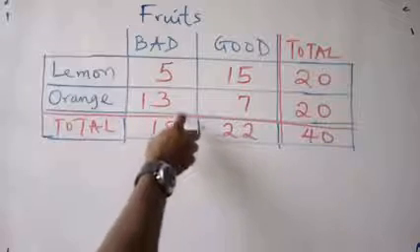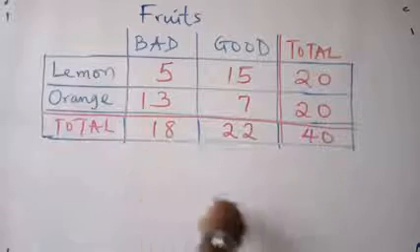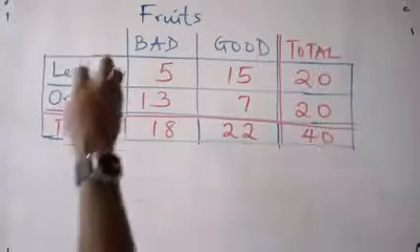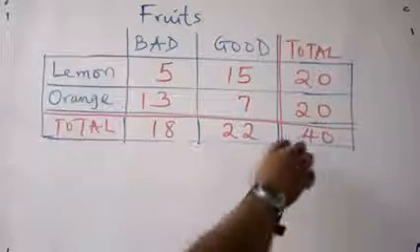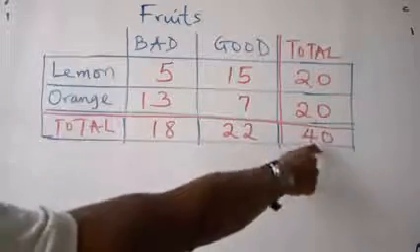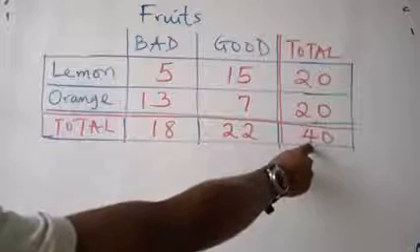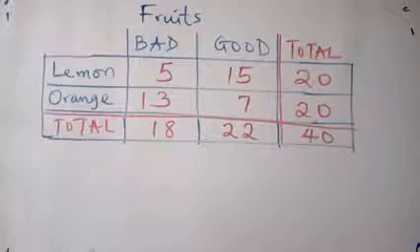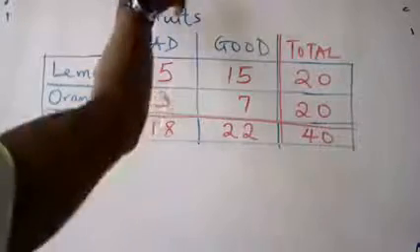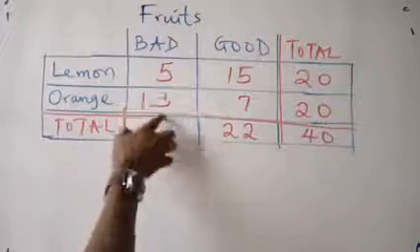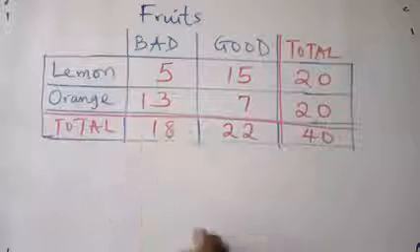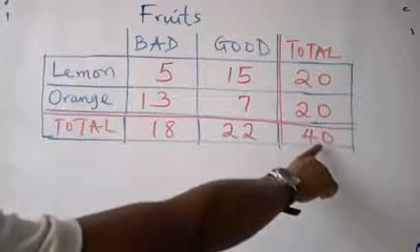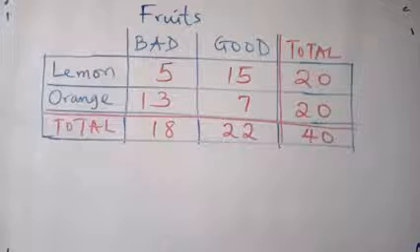That will be 18 over the overall. Every segment you pick must be written over the overall total. Please don't make that mistake. Find the probability that a fruit picked at random is bad. We are not told the type of fruit. So if a fruit picked at random is bad, that will be 18 over 40. And that is your answer.